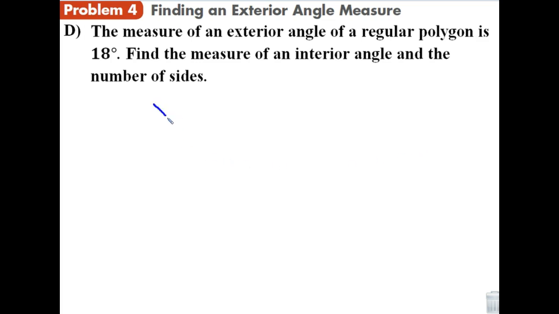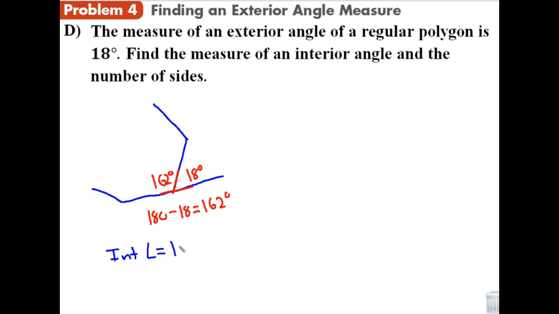I'm not sure how many sides this polygon has, but if I have a polygon and I make an exterior angle, let's say this exterior angle here is 18 degrees. Again, I don't know how many sides we're starting off with. Notice that the exterior angle and interior angle are always going to make a linear pair. So if I take 180 minus 18, that's going to give us 162 degrees. So I know that each interior angle is equal to 162.